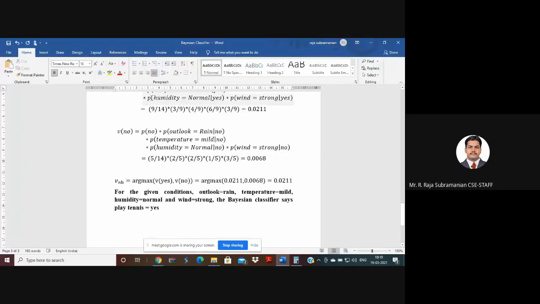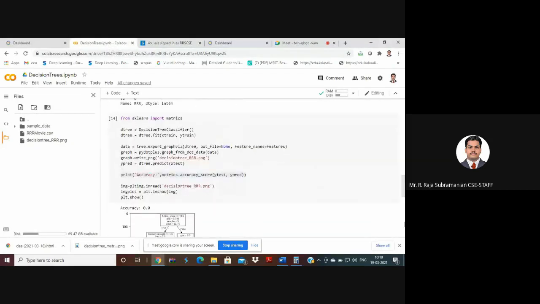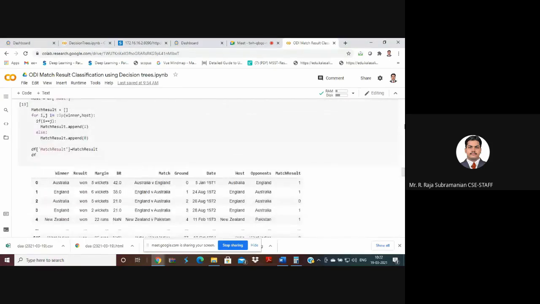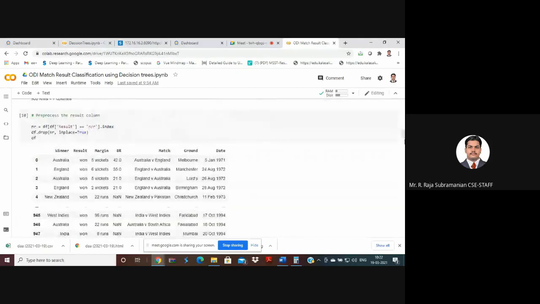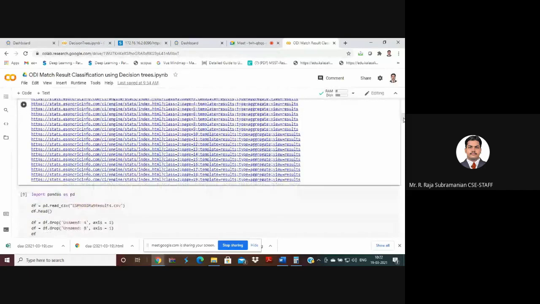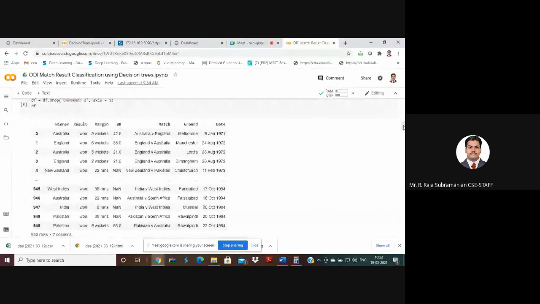Okay. So now the Bayesian classifier is fine. Now I'll go to the decision trees example. So I have my ODI data over here. This ODI data, we actually took in yesterday's laboratory session. We have the match results for different ODI matches, and with these, we have taken who is the winner and converted the match result value: if the host is winning the match, then the result is 1. If the host is losing the match, then the result is 0.